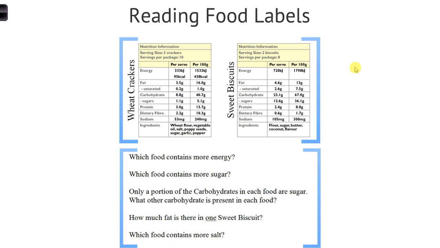Okay, in this tutorial I'm going to talk about food labels and how to read food labels. So probably an important skill to have.